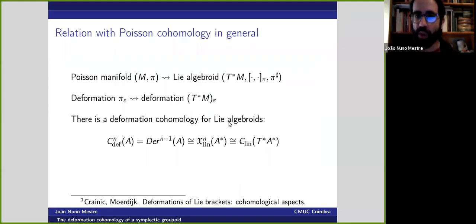But in general, when the topology is not simple, there's still a relation. And the relation is more or less the following. For any Poisson manifold, there's an associated Lie algebroid. So deforming the Poisson manifold by other Poisson manifolds induces a deformation of Lie algebroids. And there is a deformation cohomology for Lie algebroids, which was defined by Marius and Ike. And essentially, it's given by multi-derivations on the algebroids, which is a complex isomorphic to the complex of linear multi-vector fields on the manifold A star, where a multi-vector field is linear if when you contract it with linear vector fields, it gives you a linear function.